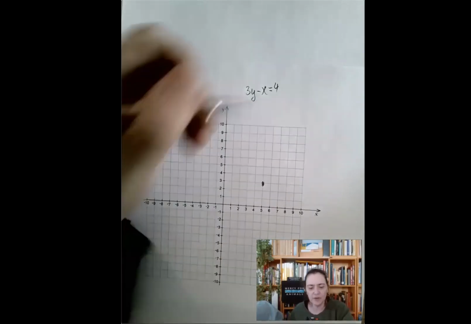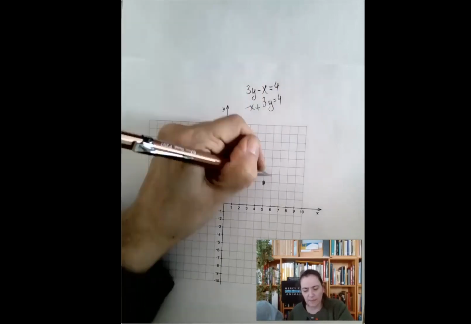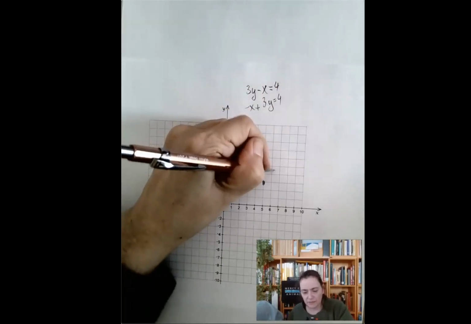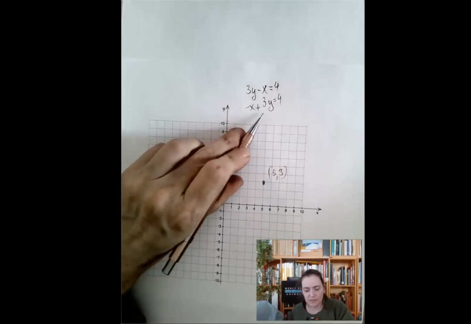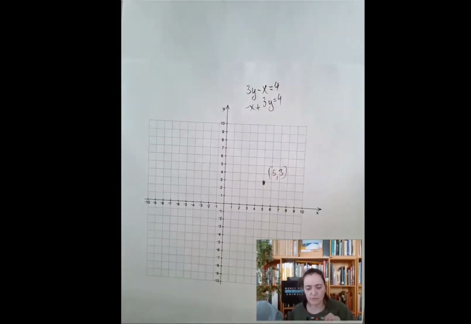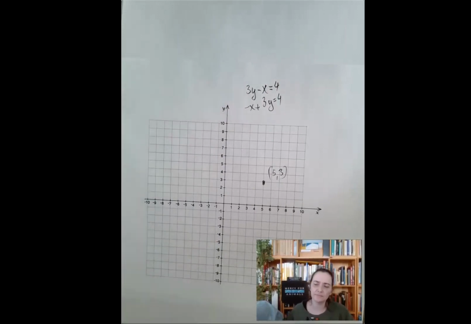And if the order bothers you, you can rewrite it as minus x plus 3y equals 4. This is 5, 3. So minus 5 plus 3 times 3 is minus 5 plus 9, that's 4. Find other points on this line. Chop, chop. Are you telling me you cannot find two numbers that do this? I don't believe you.